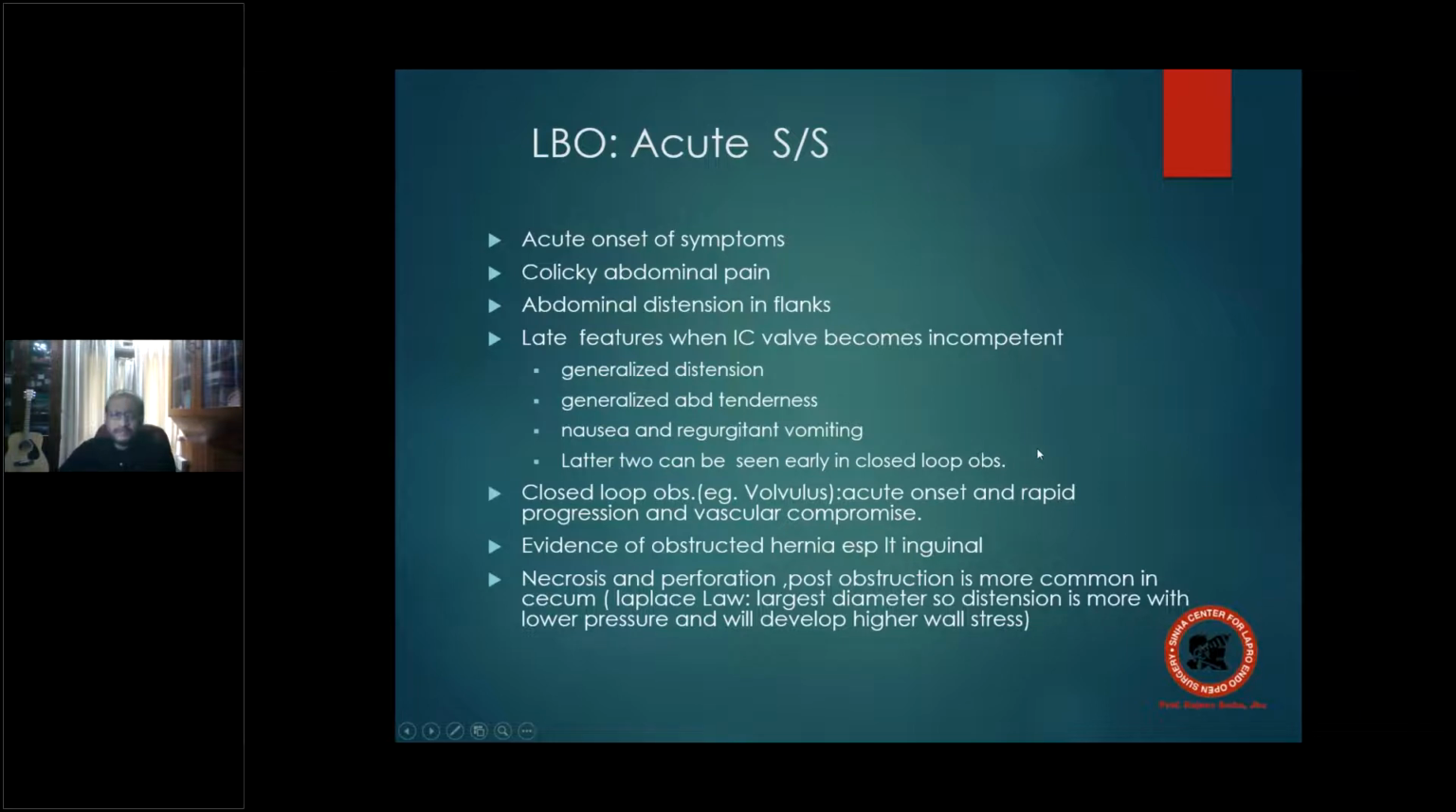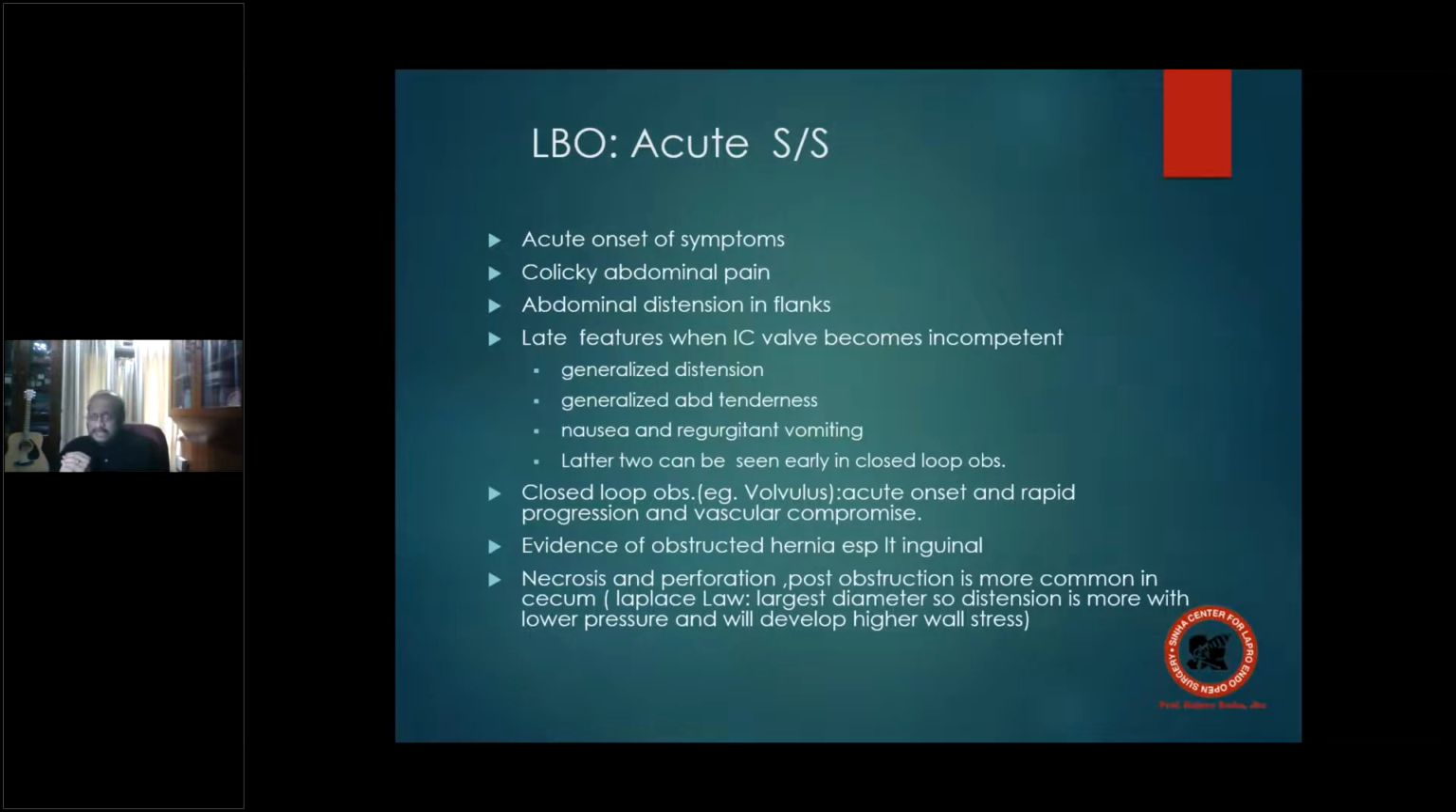So if the patient has a closed loop obstruction, there is very early generalized abdominal distension, very early tenderness, and very early nausea and regurgitant vomiting. Closed loop obstruction has a more acute onset and rapid progression, with vascular compromise leading to frank gangrene, as opposed to a non-closed loop obstruction. So that means in volvulus, you'll have a very high chance of an early onset of gangrene.